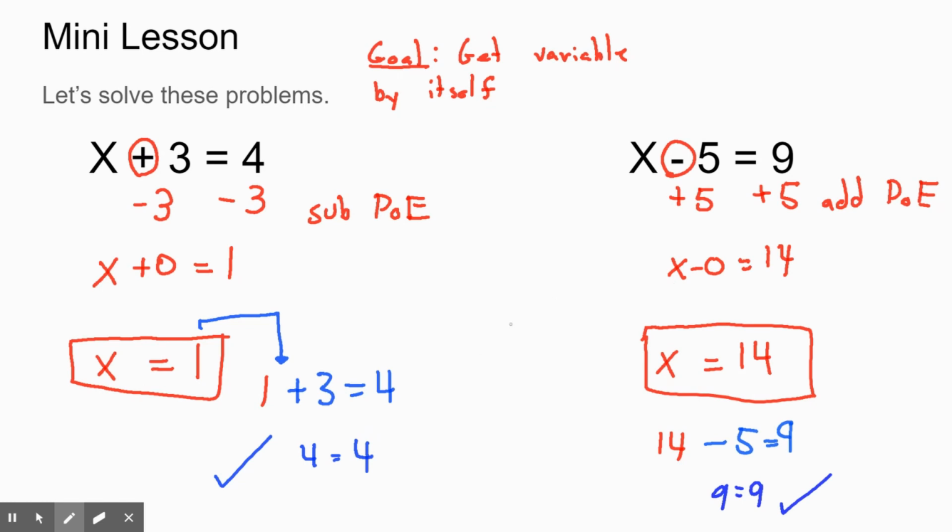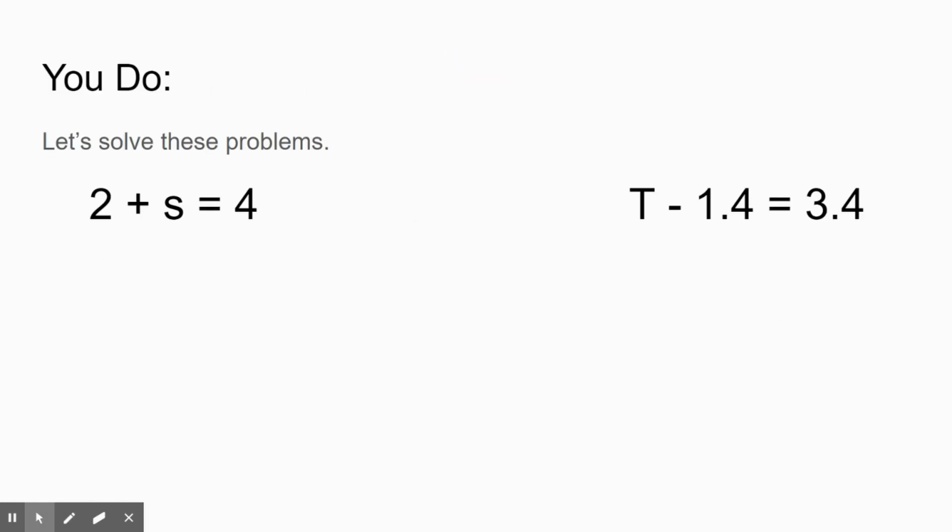So, take a minute, write down anything that you need to, pause the video if you need to, and then we're going to go on to our you-do problem. In this you-do, you actually have to do two different problems. They're both very similar to the last ones. They're not much harder. One of them does have decimals in it, but that's okay. You can deal with decimals. If you need to review how to add and subtract with decimals, go watch that video. Pause the video now. Give it your best shot.